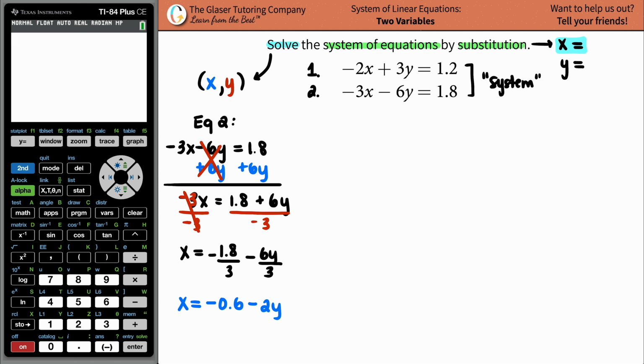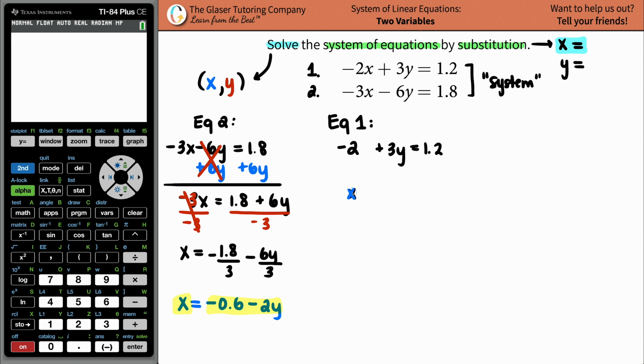So this is the most important part, because if you used equation, in this case equation 2, the next part you have to use the other equation. So since we used equation 2, I know that now I'm going to use equation 1. And the thing that we have to do here is, if I just write this out, negative 2x plus 3y equals 1.2, we just said what x equaled. Here's the x.